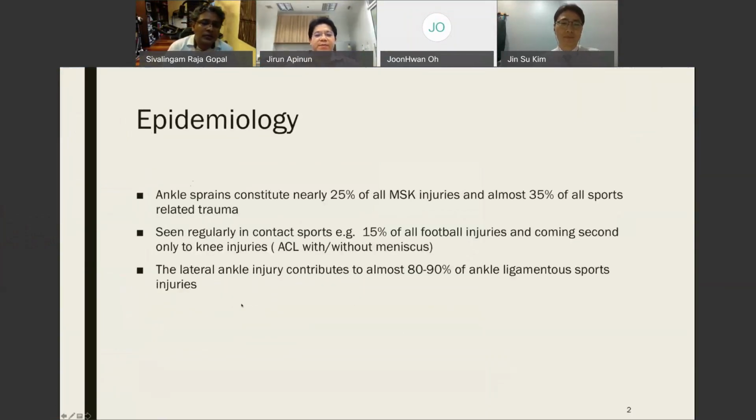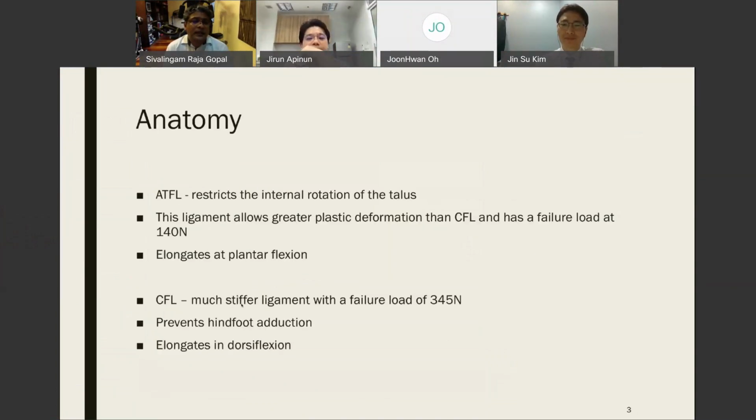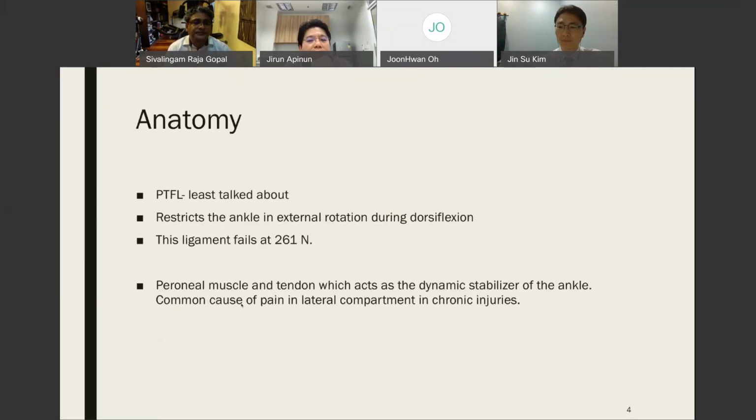So it contributes to almost 25% of all musculoskeletal injuries. Lateral ankle injury contributes almost 80 to 90% of ankle ligamentous sports injuries. As for the ATFL, it has the lowest load to failure at 140 newtons. It allows a good amount of plastic deformation before it tears, and it elongates during plantar flexion. As for the CFL, it has the highest load before it fails at 345 newtons. It prevents hindfoot adduction and it elongates during dorsiflexion.